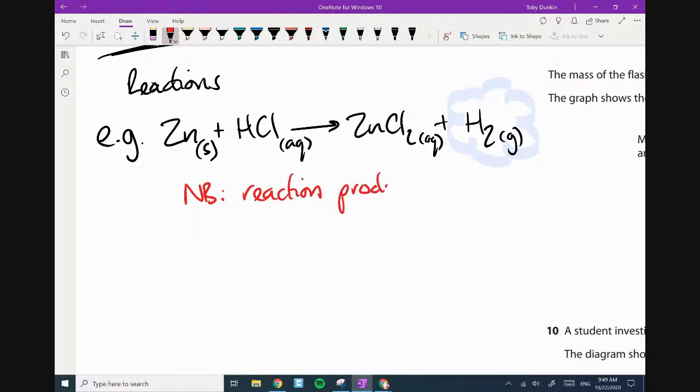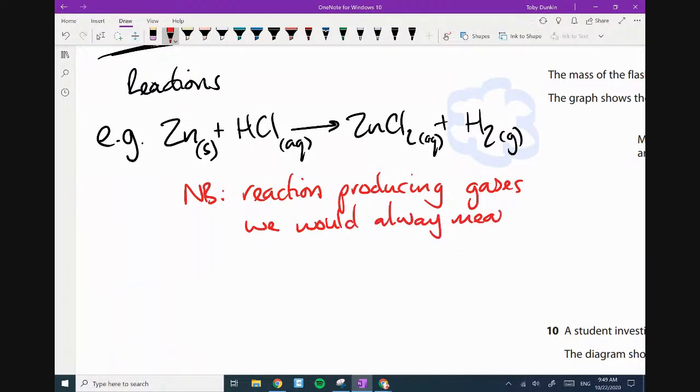reactions producing gases, we would always measure rate by collecting that gas. It's a very easy method, by collecting gas.